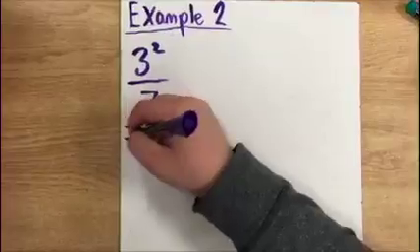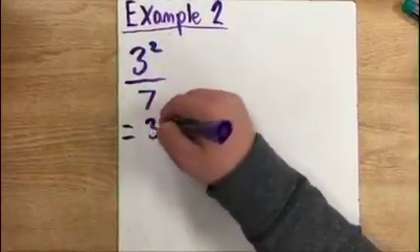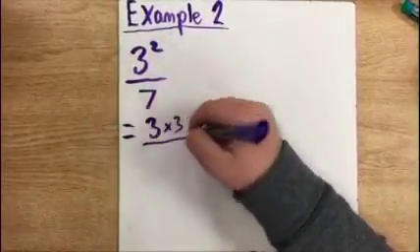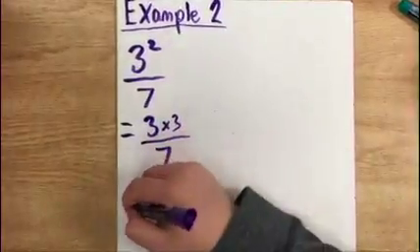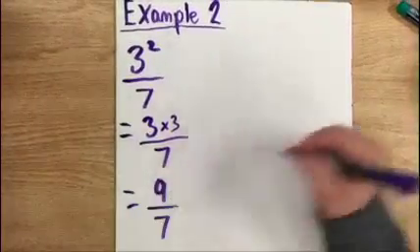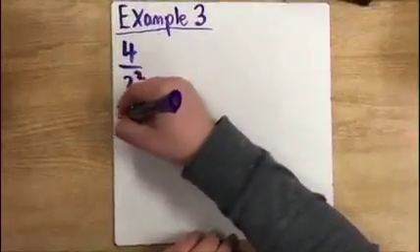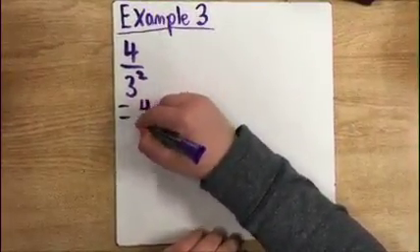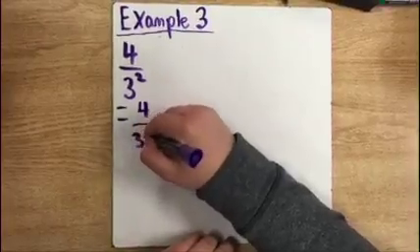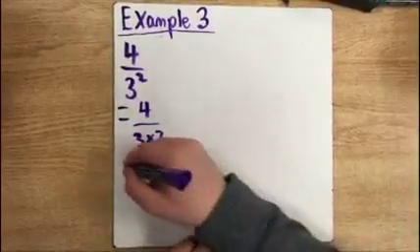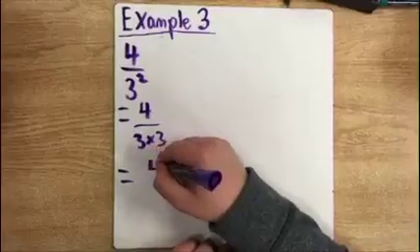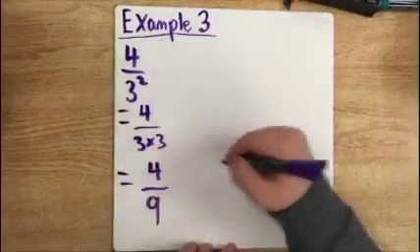In the second example, we have 3 over 2 squared over 7, which is the same as 3 times 3 over 7, which gives us a 9 over 7. In this example, since the exponent is in the denominator, all we have to do is multiply the 3 by 3, since exponent 2 is just the number multiplied by itself, giving us 4 over 9.